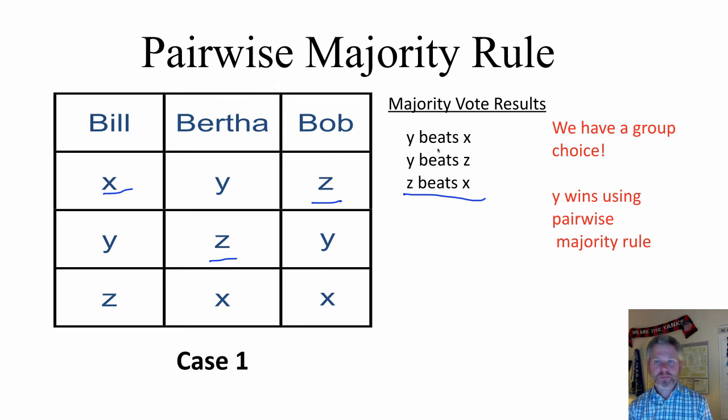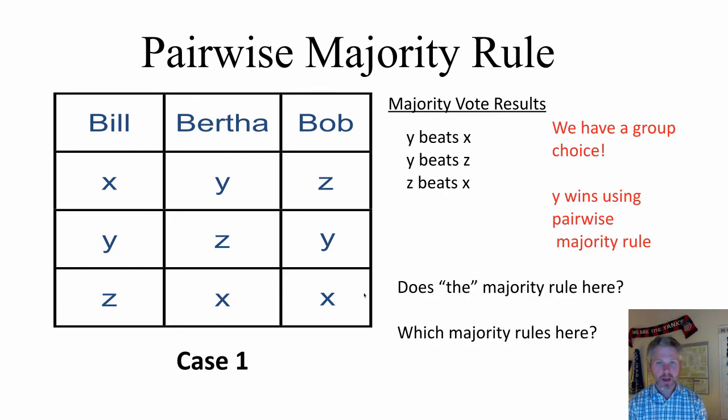Y beats X. Y beats Z. Y wins. Y will defeat anything it goes up against. So Y cannot be defeated using pairwise majority rule. All right. Y cannot be defeated using pairwise majority rule. So we have an outcome. We have a group choice.